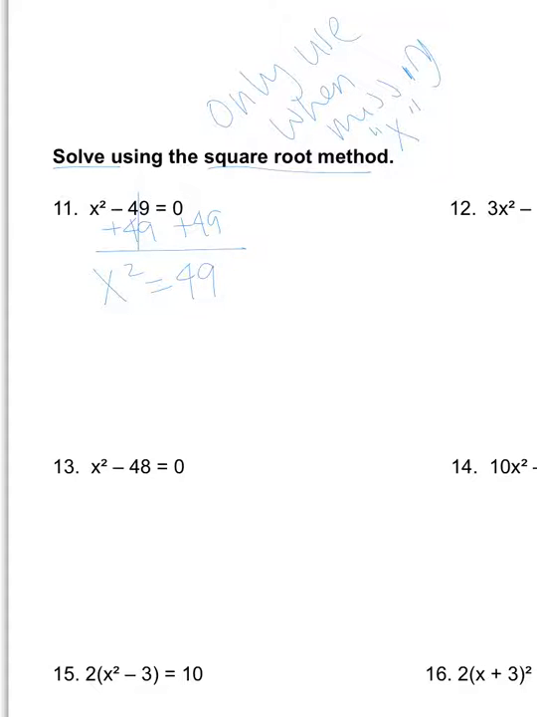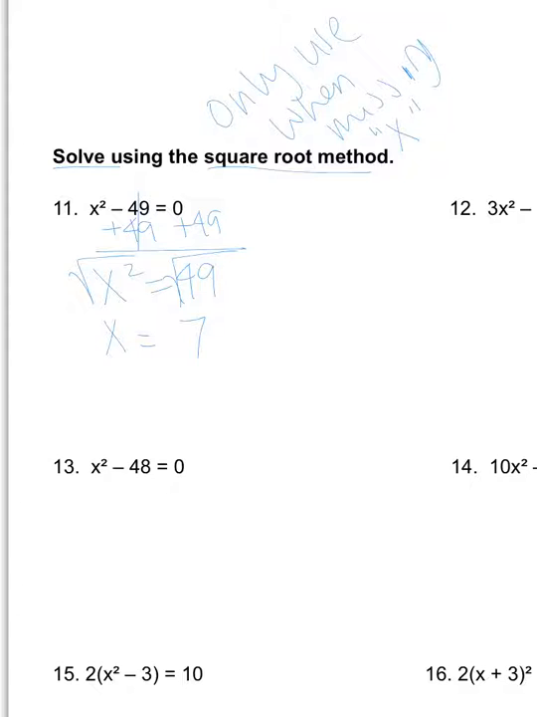And then you should have learned in geometry, especially when you were using the Pythagorean theorem, a squared plus b squared equals c squared. To get rid of that squared, you're going to do the opposite of it, which is take the square root. So I'm going to take the square root of both sides. Square root of x squared is x. And then the square root of 49 is 7.